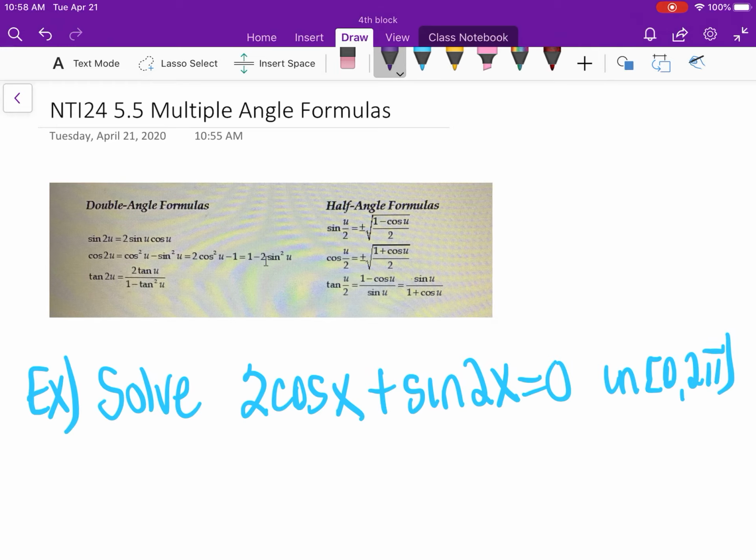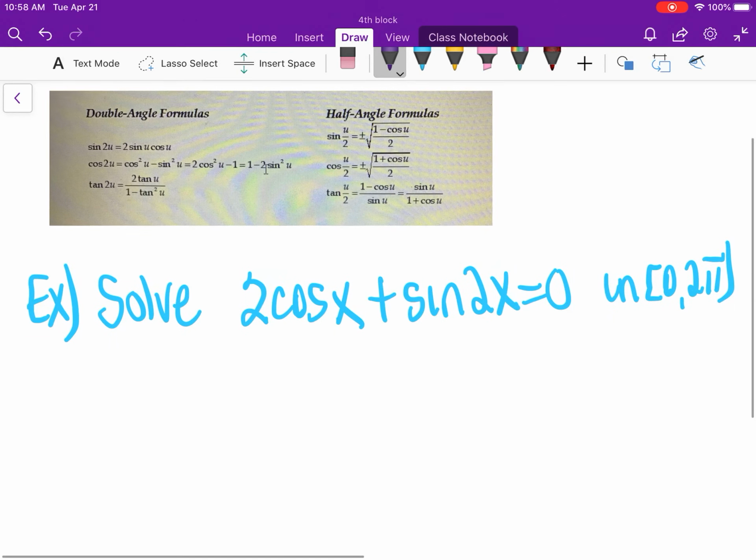Now, we did see in the trig equations section 5.3, we did see some problems that had a multiple angle, and we solved them without using these identities, but sometimes these identities may make it a little easier, so you see which method you like the best.